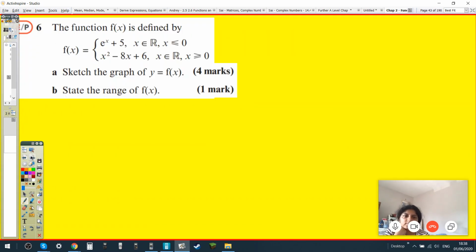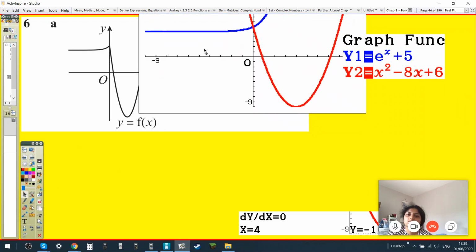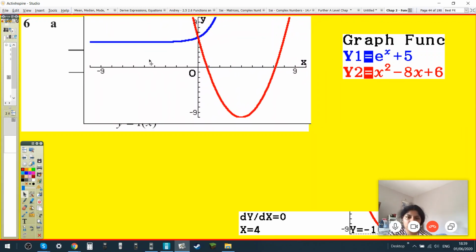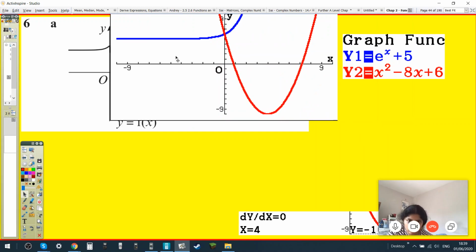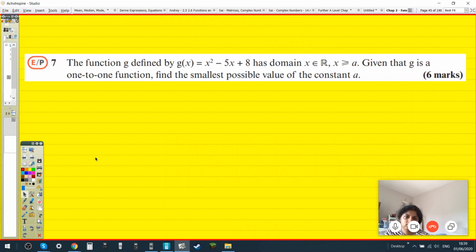We did so much stuff there. Sketch this graph. Is this worth doing? Calculator. Yeah, just calculator. And state the range of f of x. Do I have a graph? I do. What is the range? It's greater than or equal to minus 10. Yep. Grand. This is worth doing, I believe.